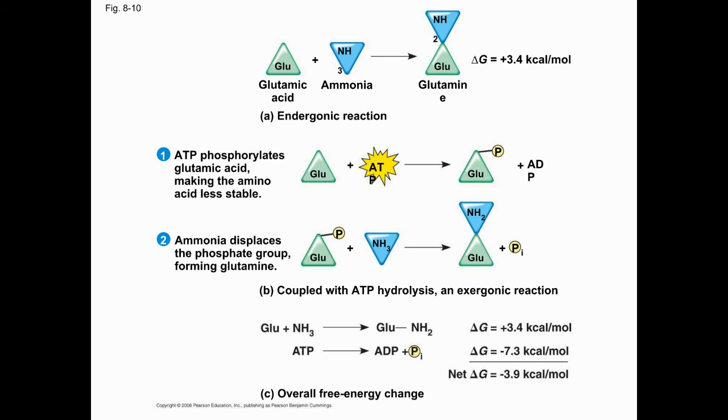So we can see our delta G with the formation of glutamine is positive 3.4 kilocalories per mole. The delta G of ATP breakdown is negative 7.3 kilocalories per mole. Therefore, our net delta G ends up being negative 3.9 kilocalories per mole. It's simply the concept of energy coupling, the idea that we couple exergonic processes in order to power endergonic processes. That's it. We're done. That's all we're talking about today.